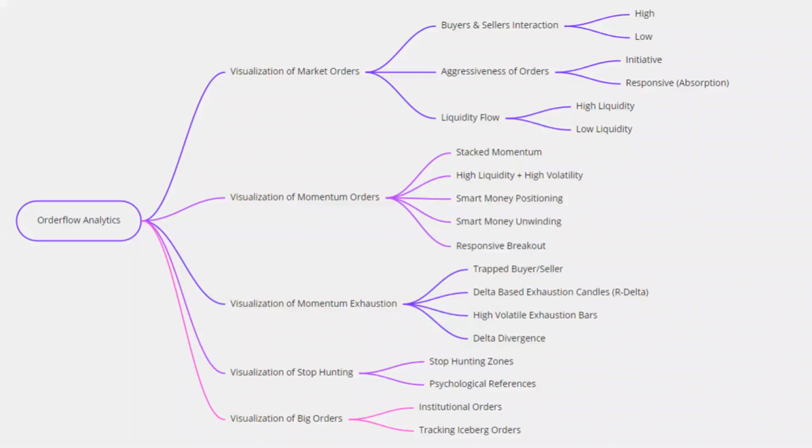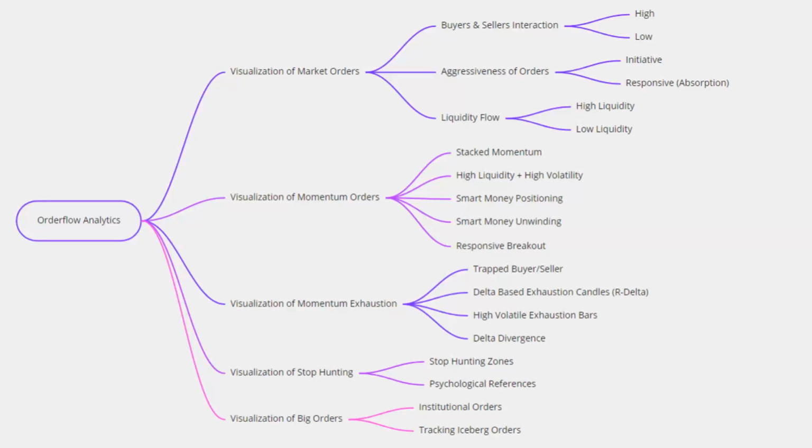Now, in the order flow analytics, what I will be trying to visualize is the market orders, how the market orders are coming into the markets, and the momentum orders, where big momentum orders are coming in. Right now, with the live markets, we have seen a lot of big orders coming in. So order flow provides a very good visualization for big orders. Not only that, you can also visualize where stop hunting is happening, where momentum exhaustion is happening, where institutional orders are happening, and you can also use it to track iceberg orders. That is what we call trapped buyer, trapped seller kind of places, which provides very critical information from a scalping point of view.